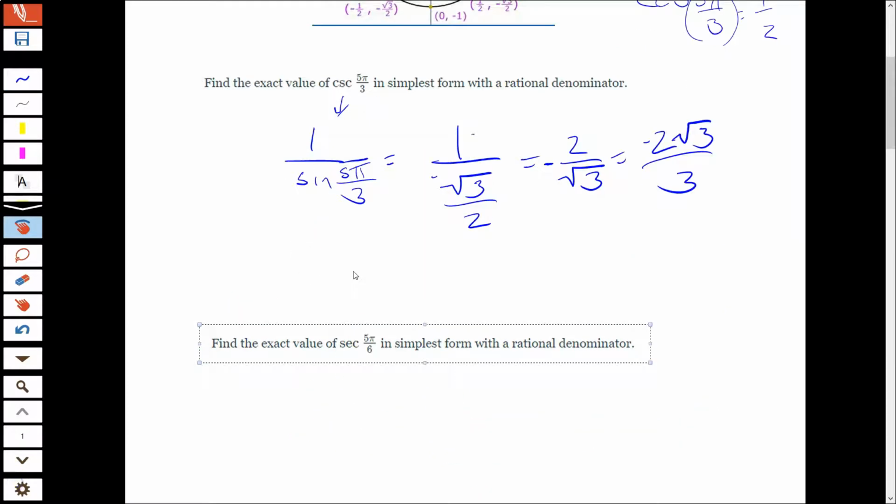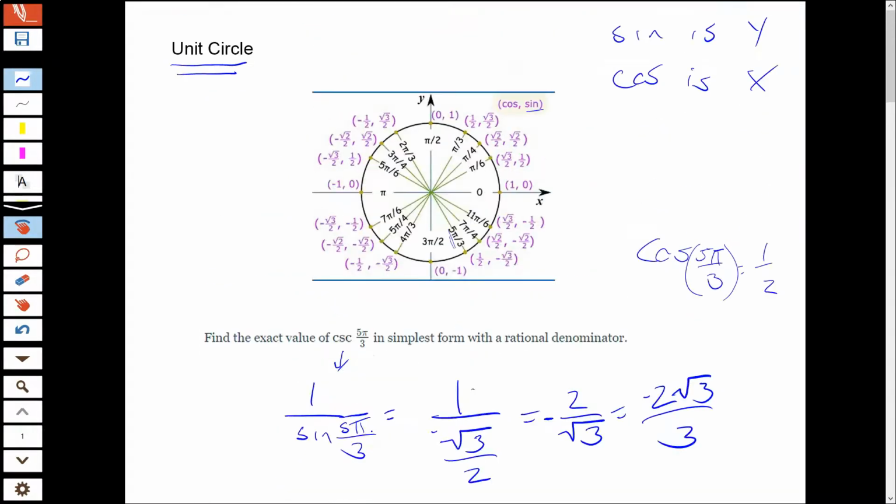Okay, here's another example. So we want secant of 5 pi over 6. Secant is 1 over cosine, the reciprocal of cosine, so I'll do 1 over cosine 5 pi over 6. And then I'll look that up in the unit circle. So 5 pi over 6 is here.